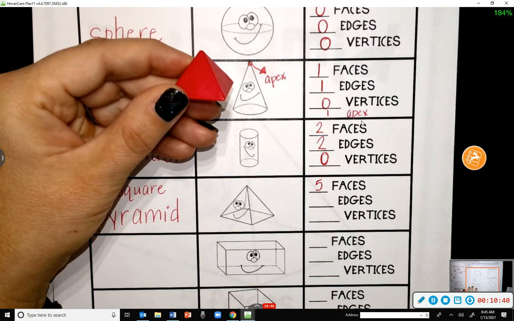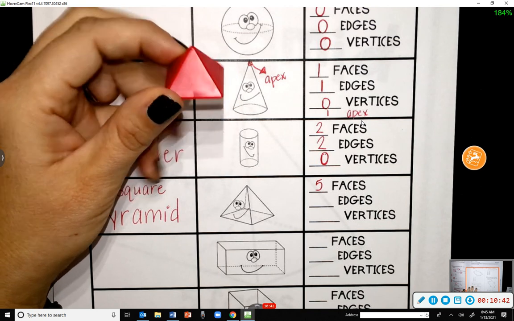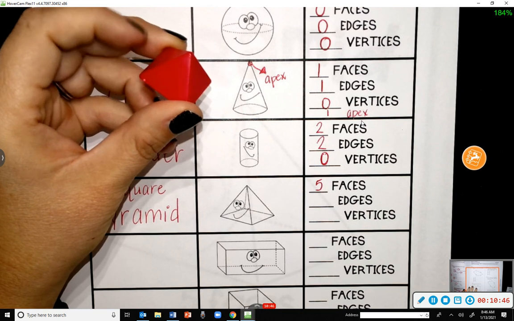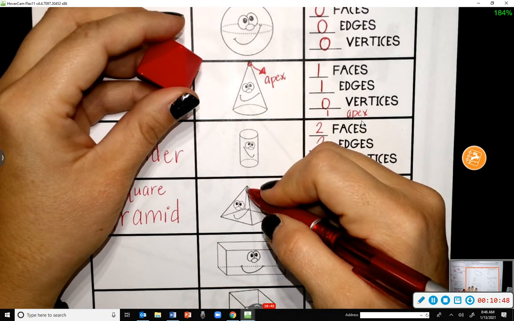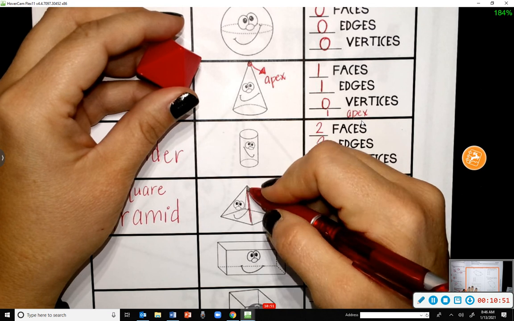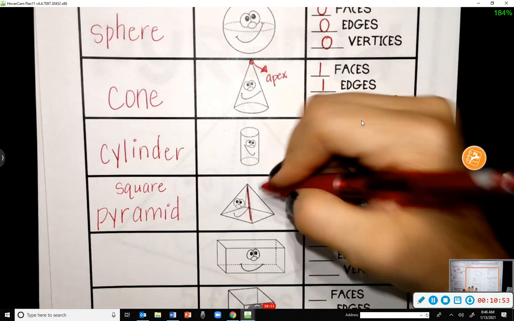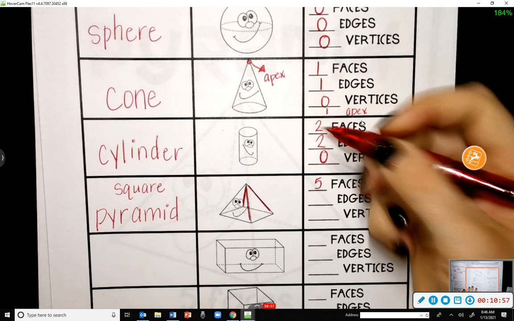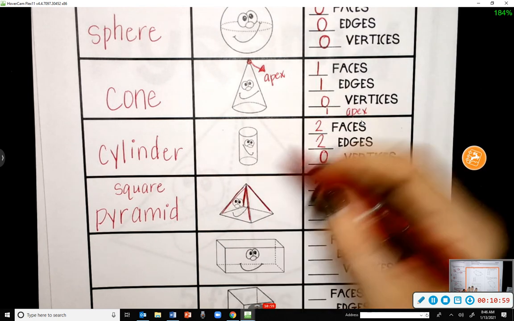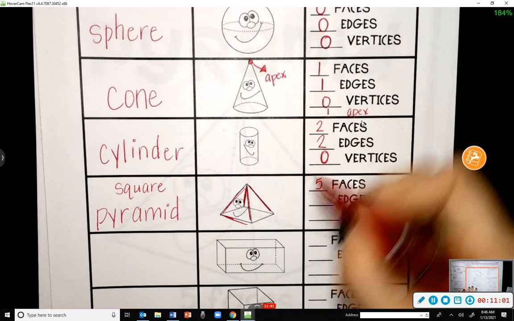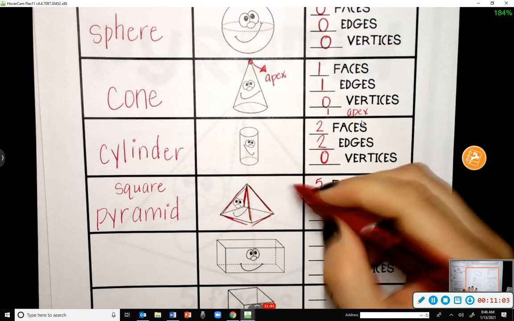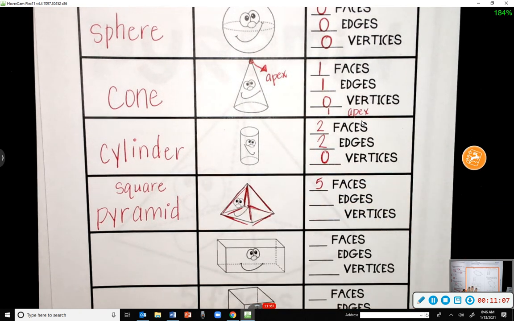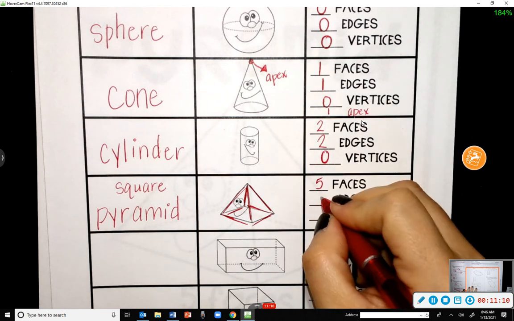Edges. Sometimes edges are actually easier to count on paper. So I would take my pen and I would count the lines. So there's 1, 2, 3 in the back, 4, 5, 6, 7, 8. 8 edges.